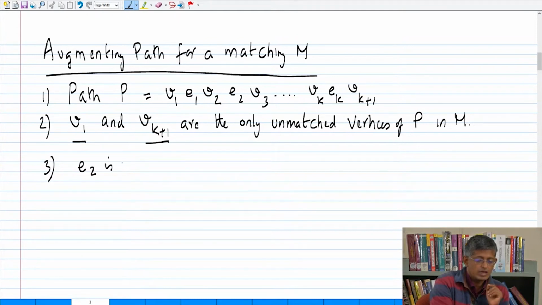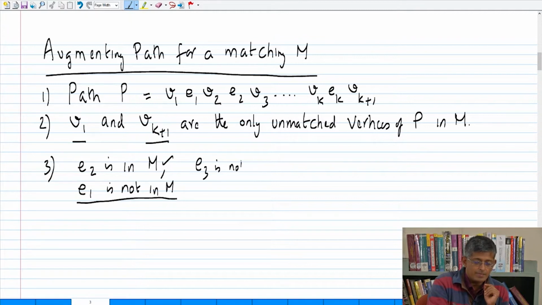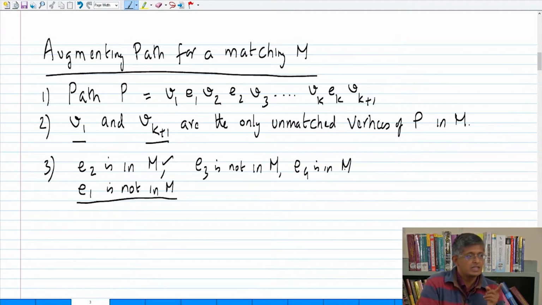E2 is in M. Well, I should have started off by saying, because V1 is unmatched, quite obviously E1 is not in M, because V1 is unmatched. In an augmenting path P, E2 is in M, E3 is not in M, E4 is in M. The matching edge and the edge from outside the matching occur alternatingly.